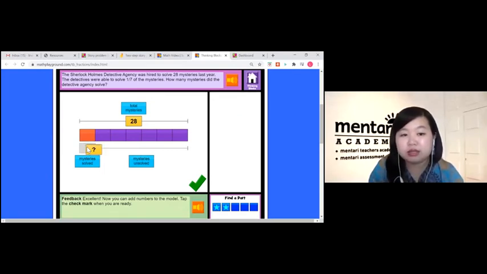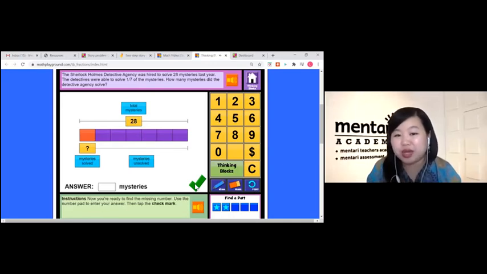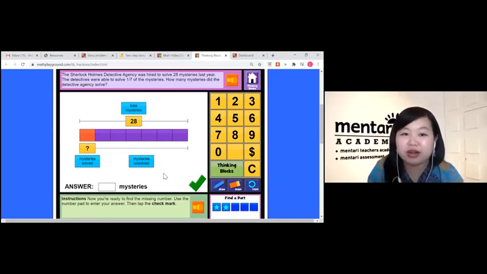Meanwhile, that's the question: the number of mysteries solved. Check again. So there are always checkpoints in between as well, so it will be easier to know early on if that step is correct or incorrect. How many mysteries did the detective agency solve? Okay, so that's one shaded part out of 7 equal parts. You can even add more notes here, which you would probably normally do.